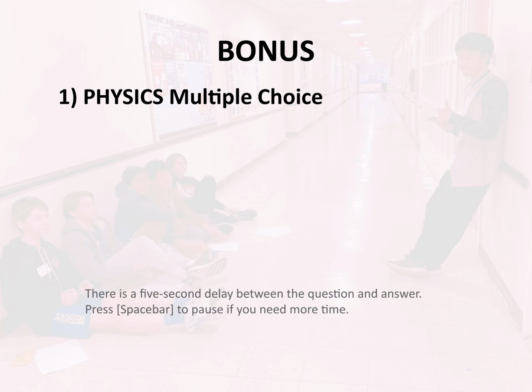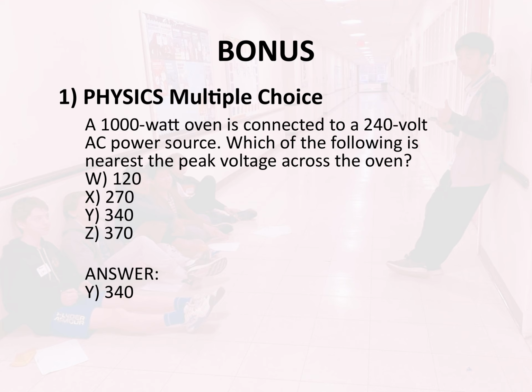Bonus 1. Physics. Multiple choice. A 1000 watt oven is connected to a 240 volt AC power source. Which of the following is nearest the peak voltage across the oven? W. 120. X. 270. Y. 340. Z. 370. Answer. Y. 340.